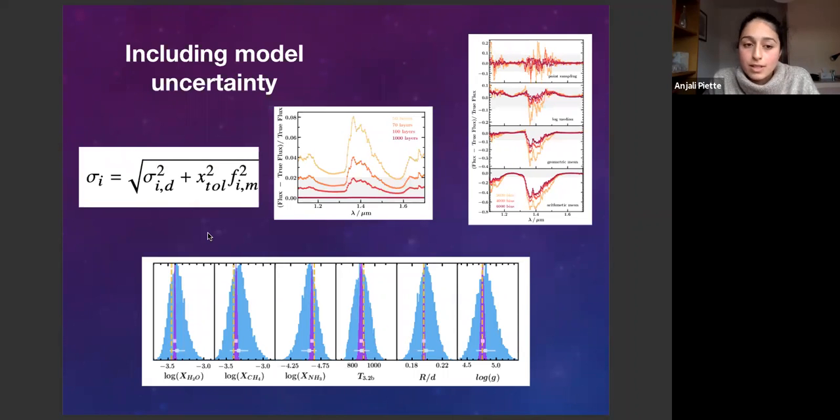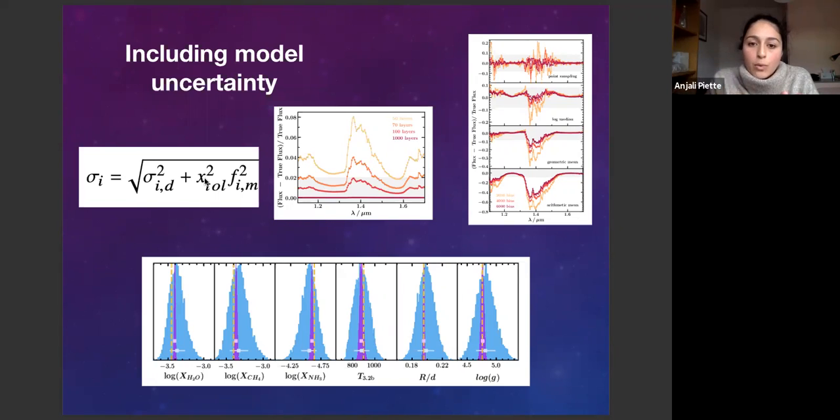So we add a parameter into the retrieval, and this goes into the log likelihood calculation when we compare each model to the data. Instead of just using the data uncertainty, we inflate that by an added unknown uncertainty, which we parameterize with this xTOL parameter. And we know that xTOL has to be at least 8% because we know we have at least 8% uncertainty in the retrieval, and it could be higher than that.